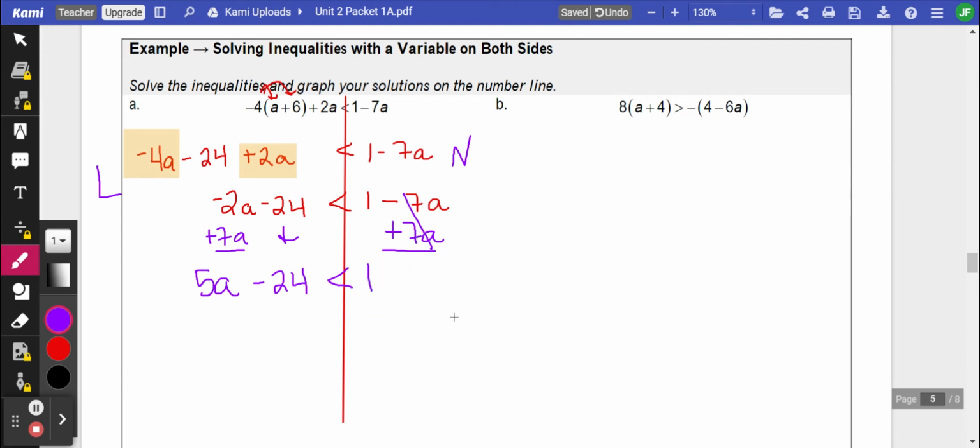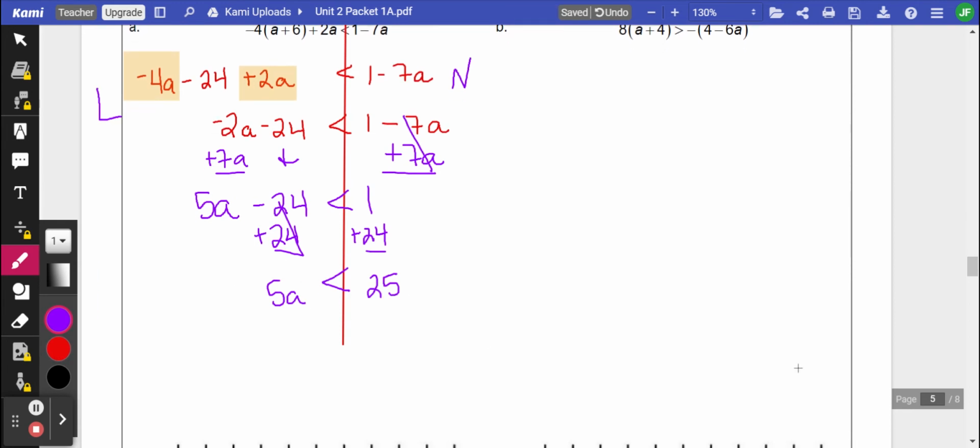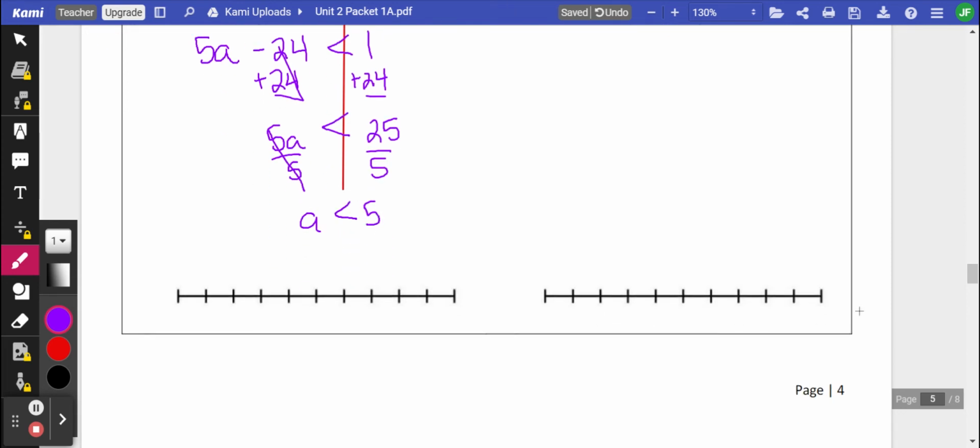Okay, so I have all my letters on the left side. Now I need to get rid of the numbers that are on the left side, to move them to the right. So that -24 has to go. I'm going to add 24 to both sides. So when I do that, I bring down my 5a. I did not multiply or divide yet, so I'm going to bring that sign down, and then 1 plus 24 is 25. And then our last step is to divide by 5 on both sides. And I am dividing here, but because it's not a -5, it's a +5, I do not need to flip my sign. So I get a is less than 5.